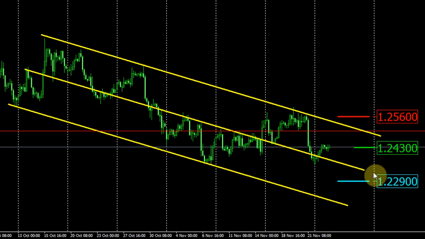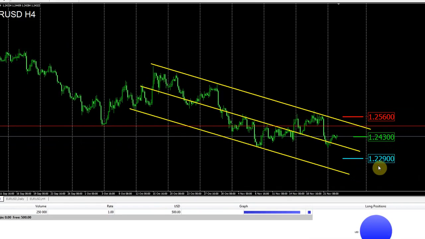In this case, our take profit is approximately 140 pips, and our stop loss is about 130 pips. So that's about even, not exactly, but about even. You could, if you wanted to, set the take profit a bit lower, but we'll go a bit conservative and stick to this take profit of 1.22900.